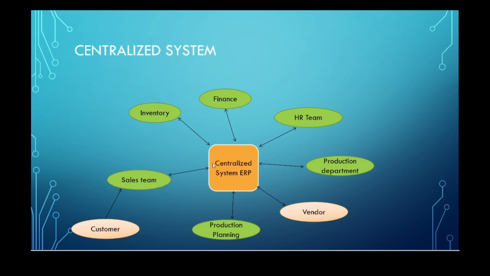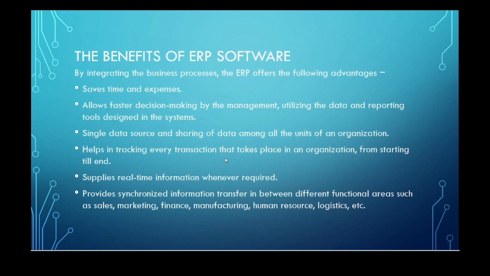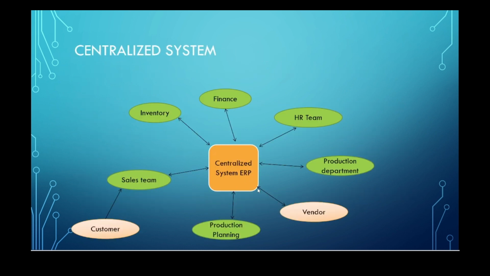If we come to a centralized system, an ERP system, where we maintain the data in one centralized system, sales people will come and maintain their data in the centralized system only, and inventory people also maintain theirs in this system only. So finance, HR, production department, planning department, all these maintain their data in the centralized system only.